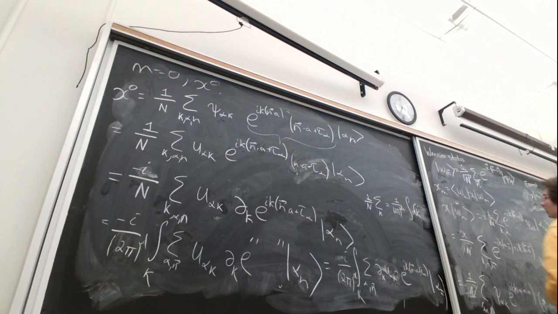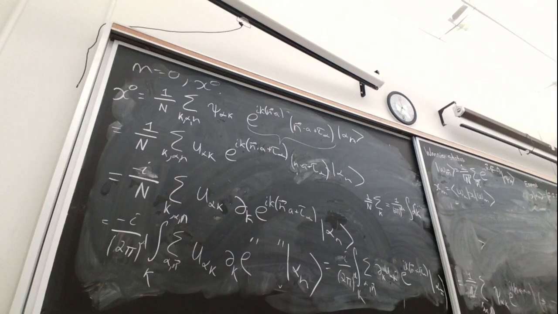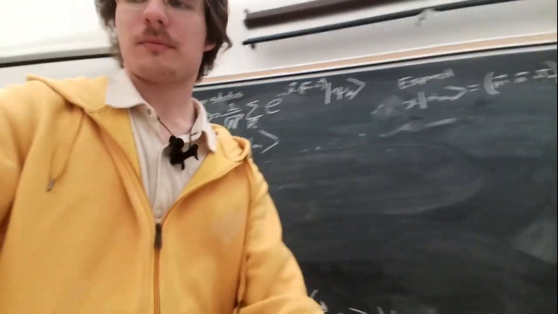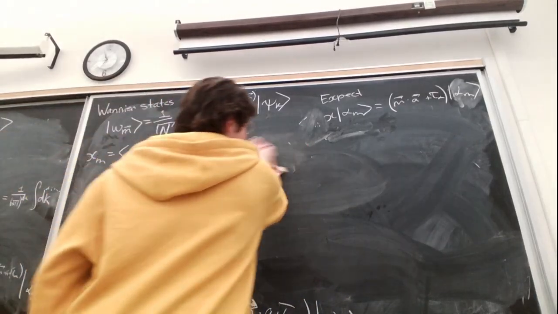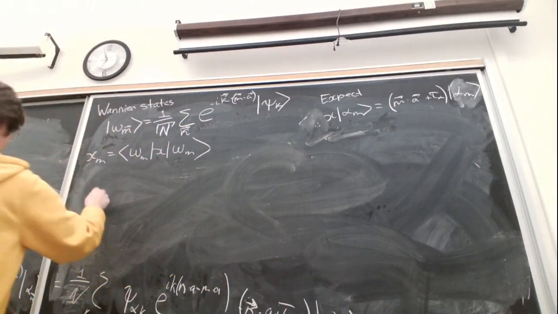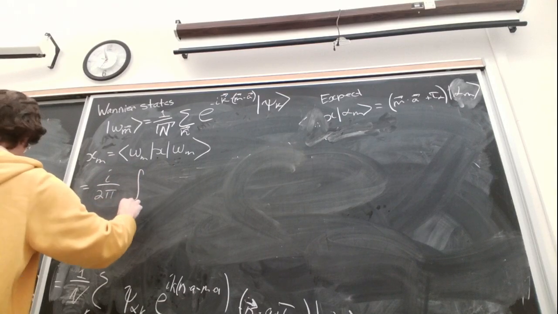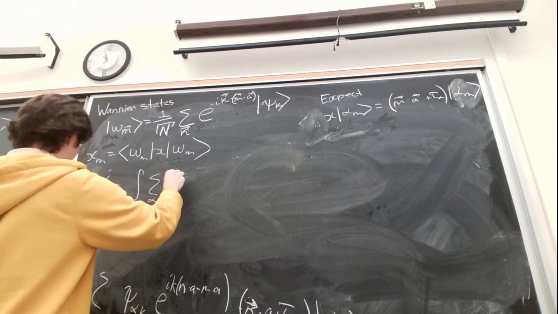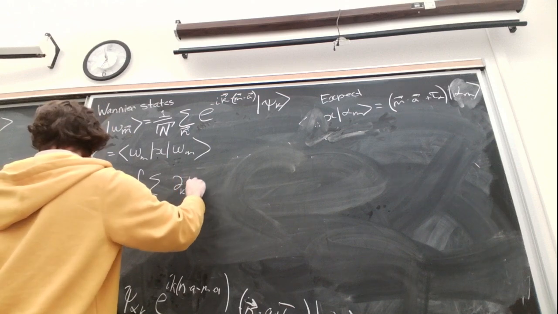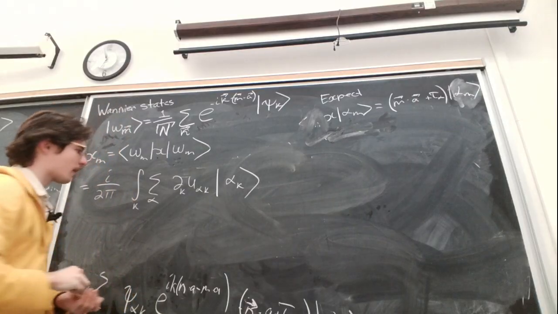So let me erase this part of the calculation. Sorry, this is taking so long. Maybe I should have just written the result and left the rest up to you. But where's the fun in that? So I get that this is equal to i over 2 pi sum over k, and then I do a sum over alpha times what? Partial k u alpha k times this alpha k. Do you agree?